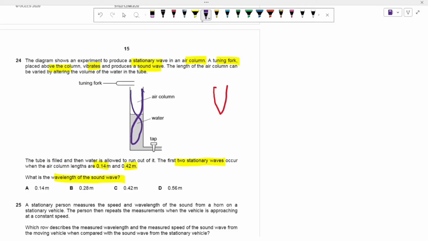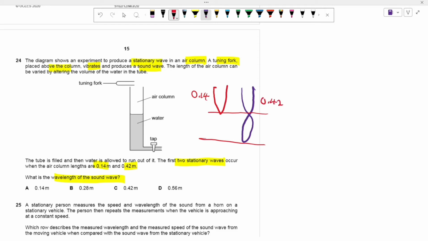Okay, like so. If you compare these two side by side, what is only different is this part. And if you look at the lengths, this whole length is 0.14, and this whole length is 0.42. So that's the difference in the length. The other one is 0.14, the other one is 0.42.